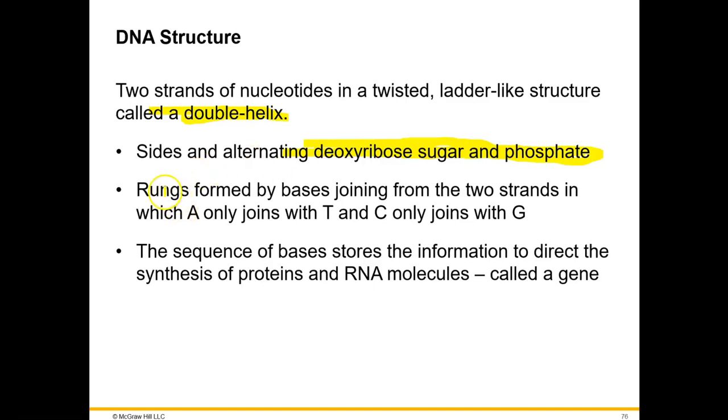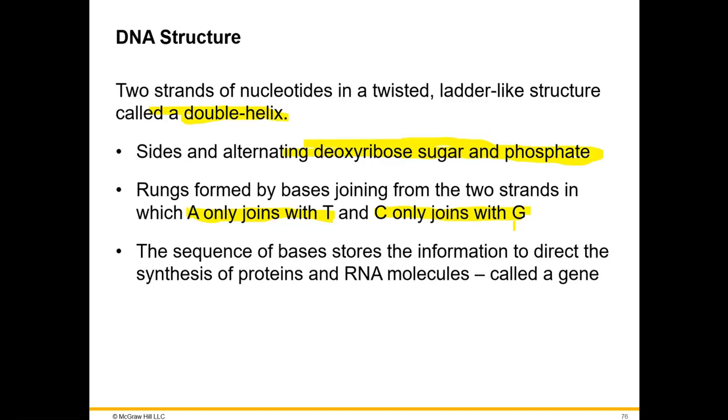So in every step or rung, if one of the bases is an A, the other one's always a T. A only pairs up with T. And if one of the bases is C, then the other one is G. C only pairs up with G. So DNA has 2 strands, and that is why we have the pairing of bases. The steps of the DNA ladder are formed by 2 bases that have paired with one another. A only pairs with T, C only pairs with G.